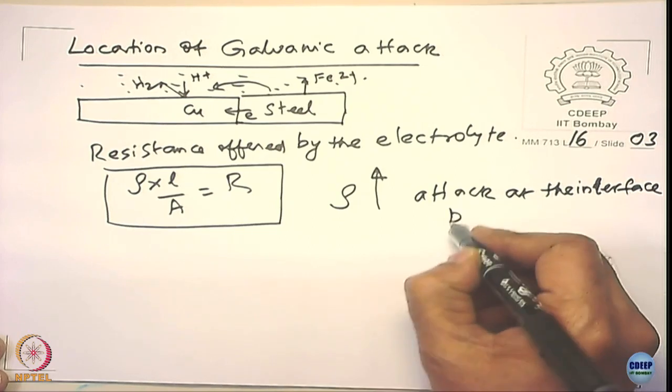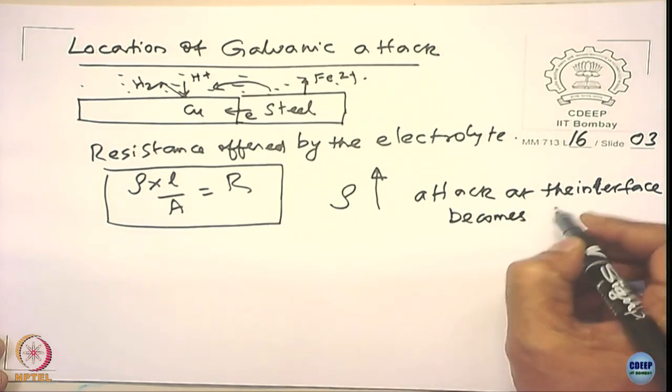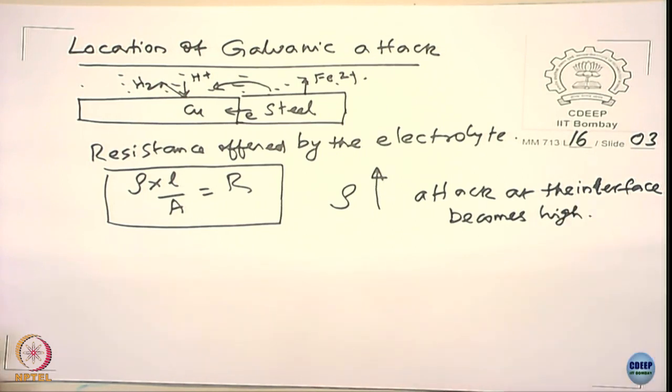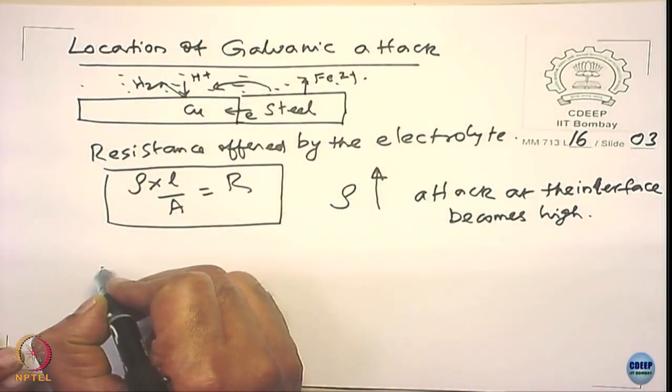In fact, this is one of the characteristics of galvanic corrosion. If you want to diagnose a problem, if you see in the industry that there are two different sets of metals which are electrically shorted, and you want to show that there is a galvanic corrosion, the first criterion is what? The interface should have a deeper attack. In fact, the attack will be something like that.